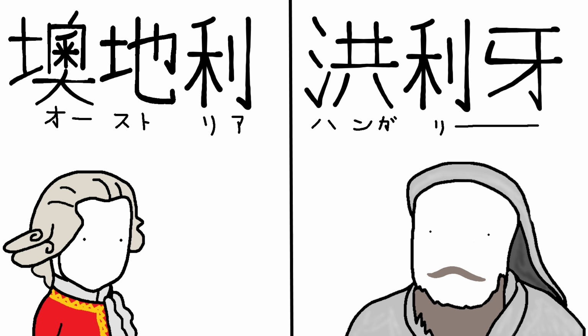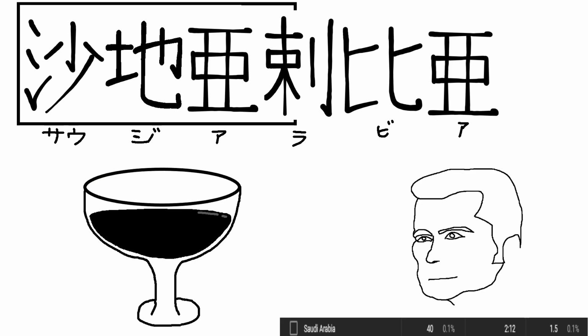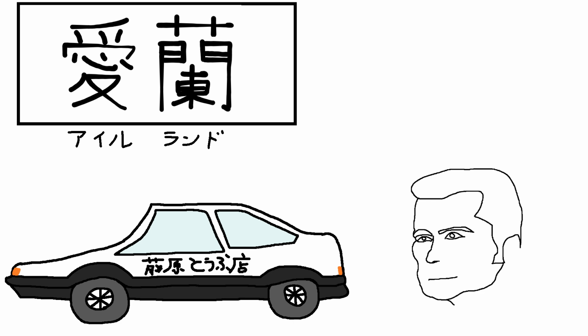Austria is written like this, and Hungary is written like this. Cool coincidence to have them next to each other. This is Saudi Arabia. Who from Saudi Arabia is watching this and why? Please comment if you're that guy, I really need to know. Ireland is written like this. Airando. I think this is the cutest one.